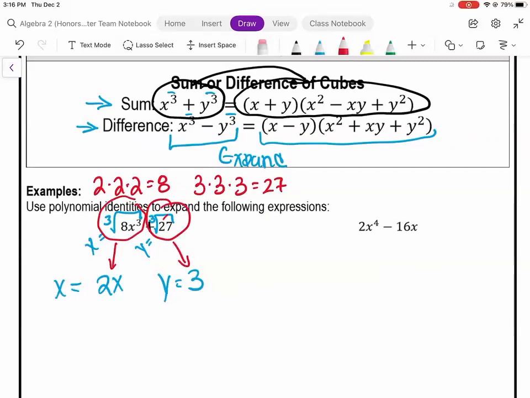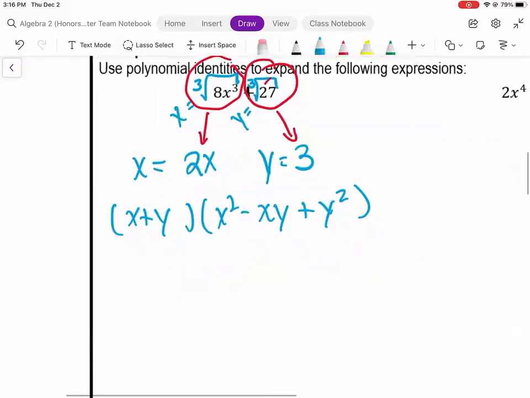So now that I know my x and now that I know my y, I can just plug them into this formula. I'm just going to write the formula just so you can see it and just so you know what I'm doing. So I'm going to go ahead and plug in my x and my y. My x is 2x now, and my y is 3. So for every x, I'm going to put 2x. For every y, I'm going to put 3.